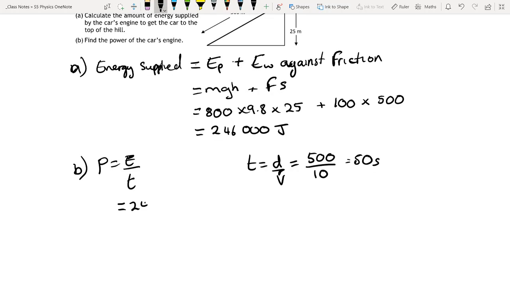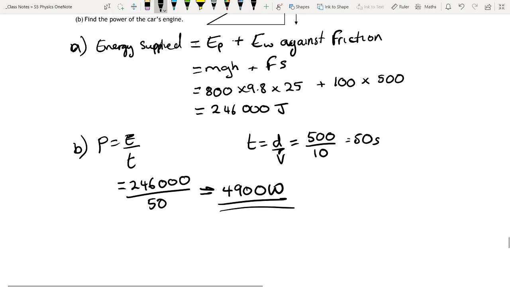So the power is the energy divided by the time, which should come to 4,900 watts. Yeah, I just rounded it. Yeah, 4,920 is fine.